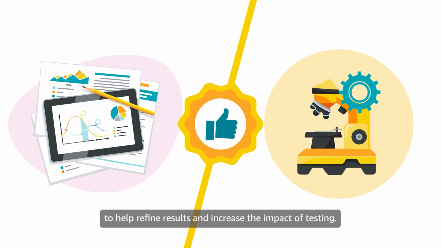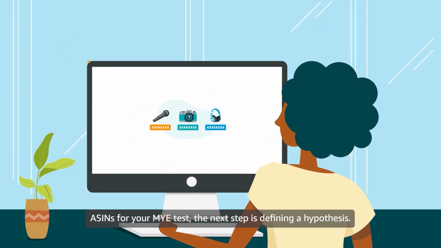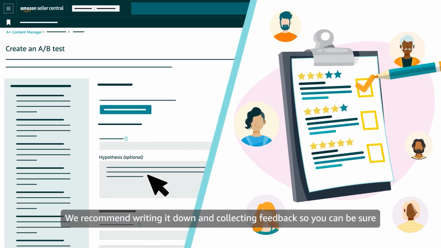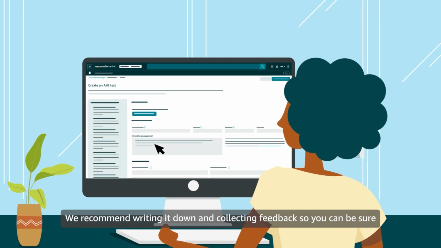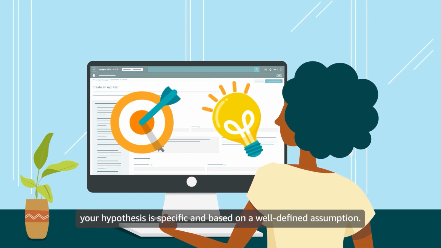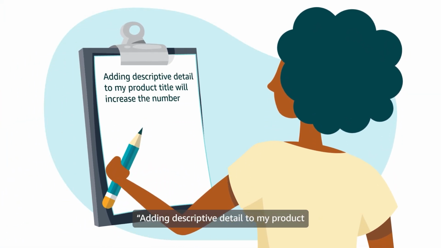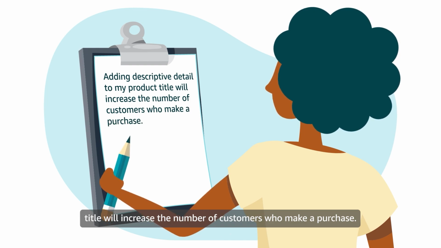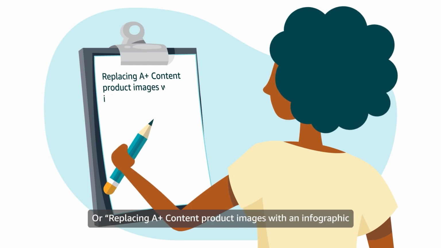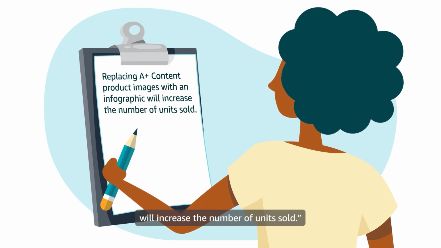After identifying ASINs for your MYE test, the next step is defining a hypothesis. We recommend writing it down and collecting feedback, so you can be sure your hypothesis is specific and based on a well-defined assumption. For example, your hypothesis might be, adding descriptive detail to my product title will increase the number of customers who make a purchase. Or, replacing A+ content product images with an infographic will increase the number of units sold.